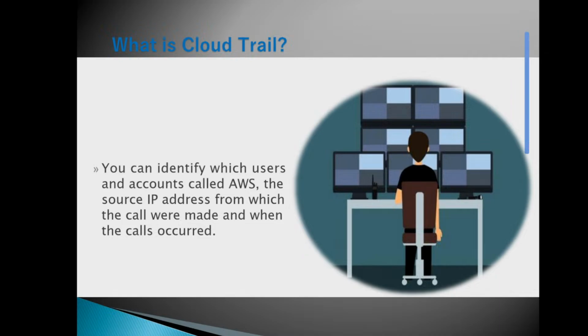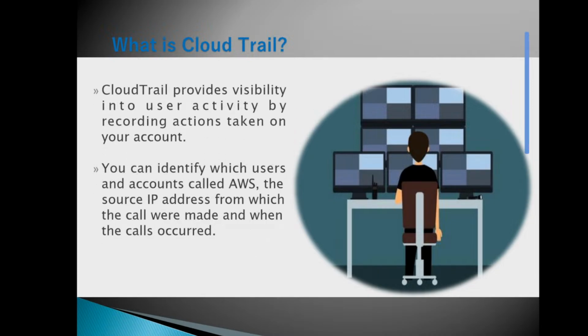But if you want to monitor what a user is doing, right now I'm an admin user, a root user. What activity a user is doing, you can monitor that as well. Your company has 1000 people, you cannot monitor thousands of them. So for that, for each person you create a user, and you can monitor his activity. That is where CloudTrail comes into the picture. CloudTrail monitors the user activity. So you can identify which user in an account called AWS.